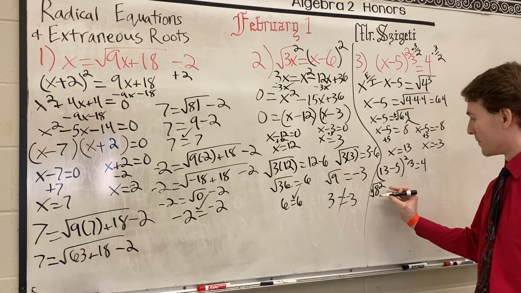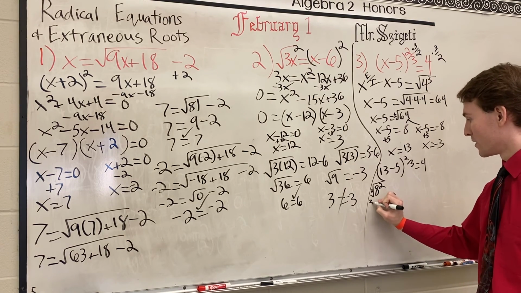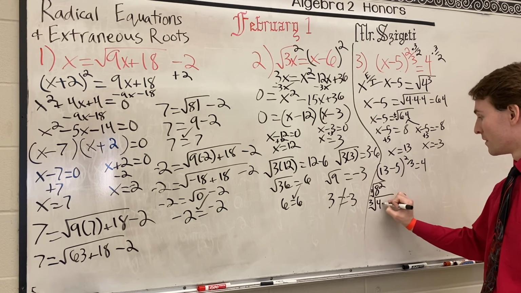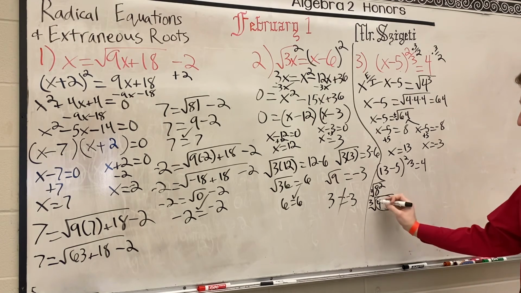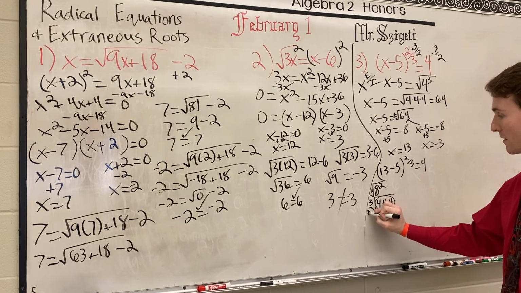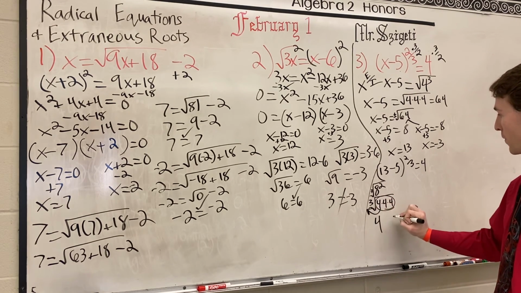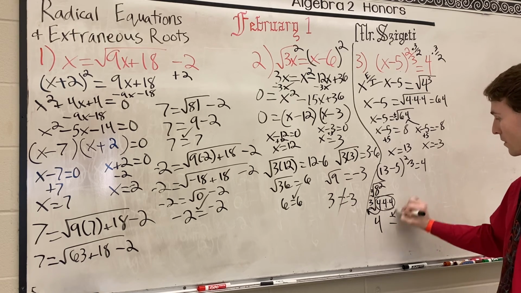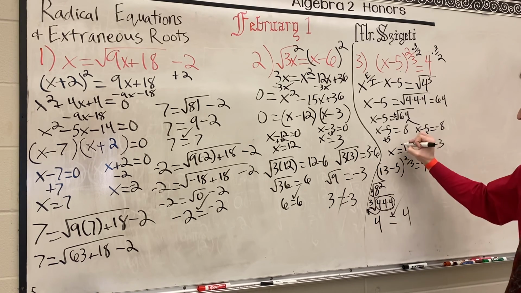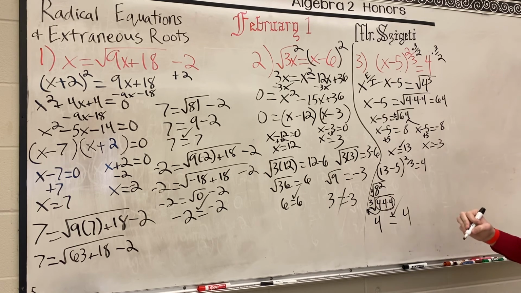So I'm going to go ahead and rewrite that now. So the cube root of 4 times 4 times 4, well, we have enough within this index, that's how many we need, to move it out. So we've got 4 is equal to 4. We can check off x equal to 13. It's not an extraneous solution.